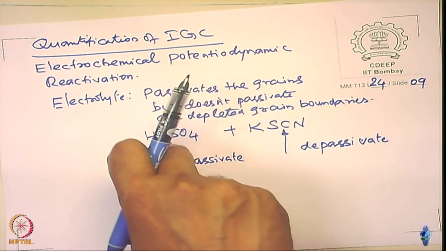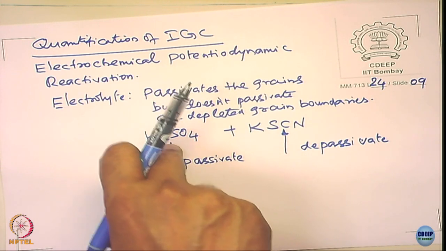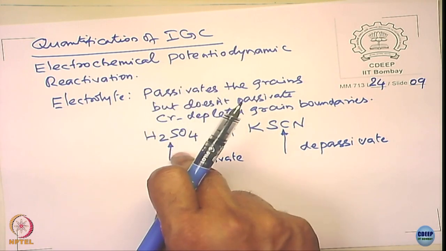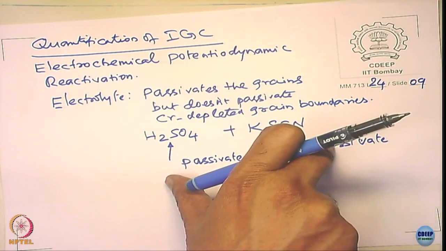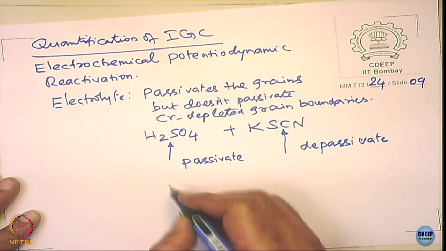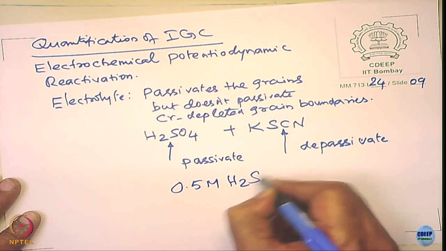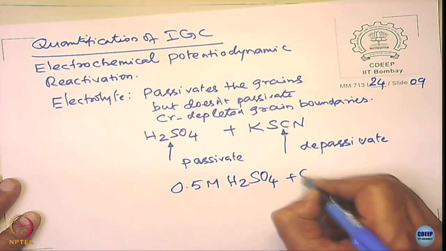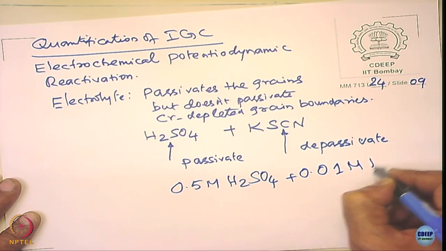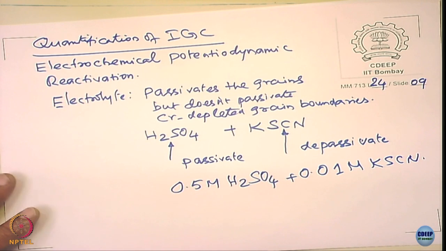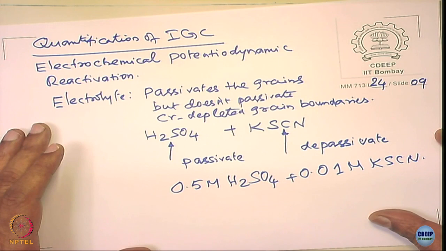I need sulfuric acid because the sulfuric acid is what passivates the stainless steel. The concentration of sulfuric acid is optimally chosen, and in the case of stainless steels 304 and all, people use 0.5 molar sulfuric acid plus 0.01 molar potassium thiocyanate. Now, how did they get this? By an iteration process; there is no real scientific extrapolation that we can do, it is all done by sheer iterations, and so they arrive at this particular concentration for this stainless steel.